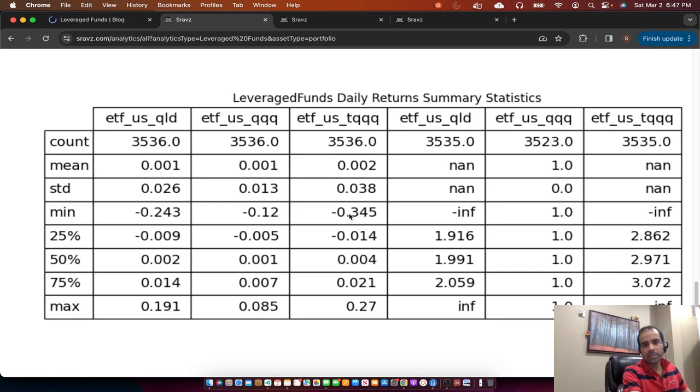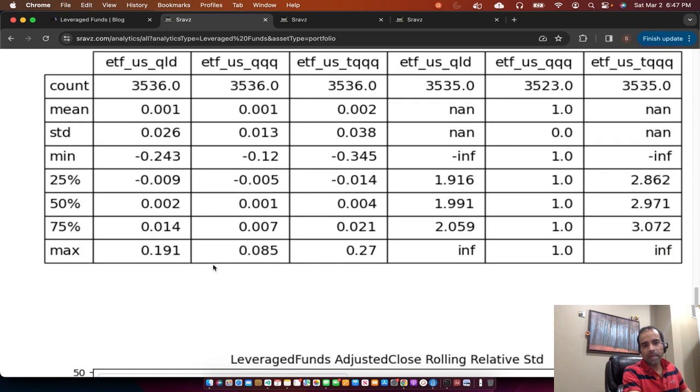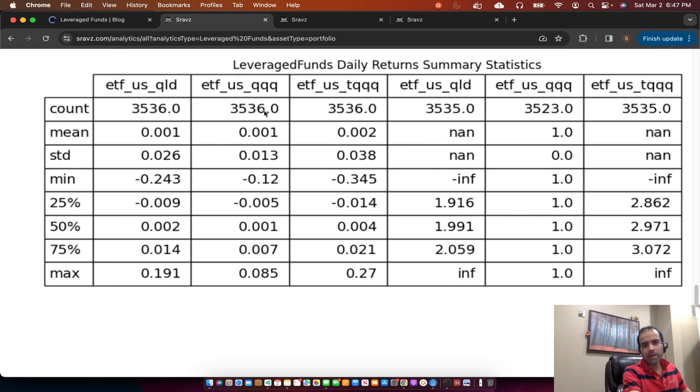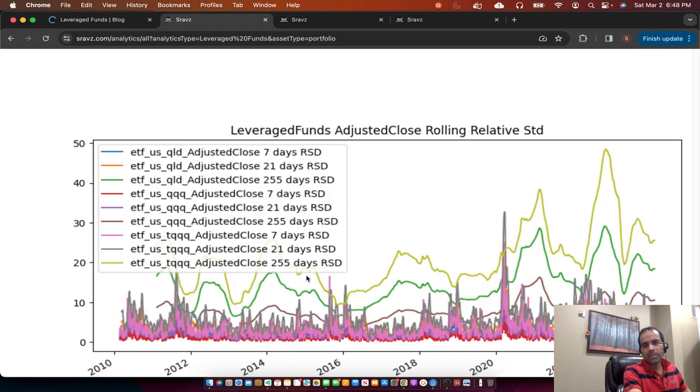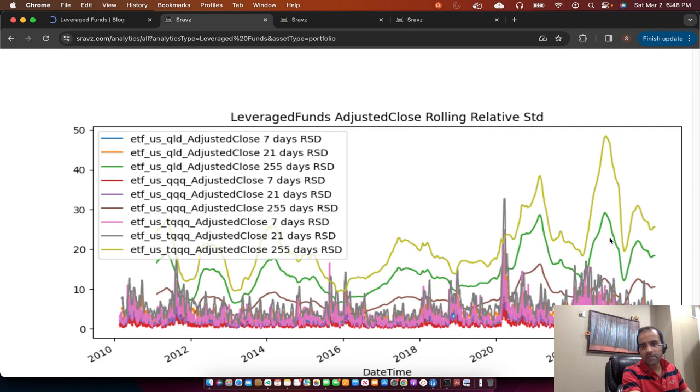The min is also the same, minus 0.12, 2 times of that, and 3 times. Similarly, the max. This is the daily return max. When QQQ returns 0.85 on a day, TQQ returns close to 3 times of it, and QLD 2 times of it. It's a single point observation that matches the leverage amount. Then the leveraged funds' adjusted rolling standard deviation again shows that the standard deviation is 3 times, per the leverage.